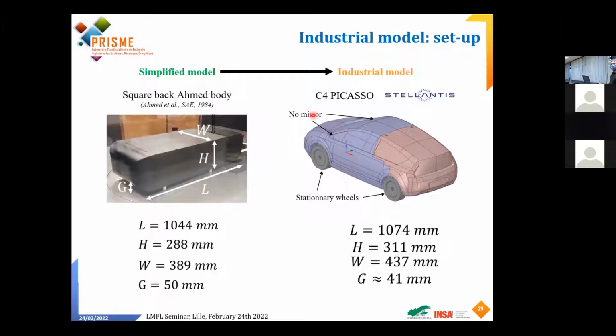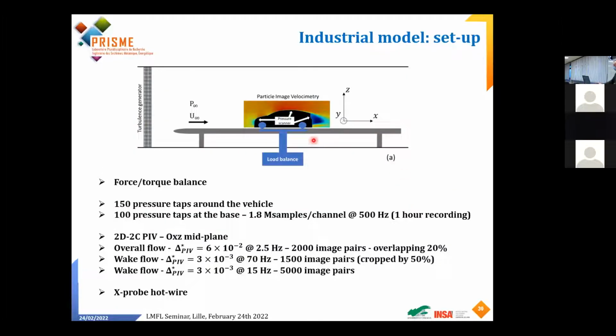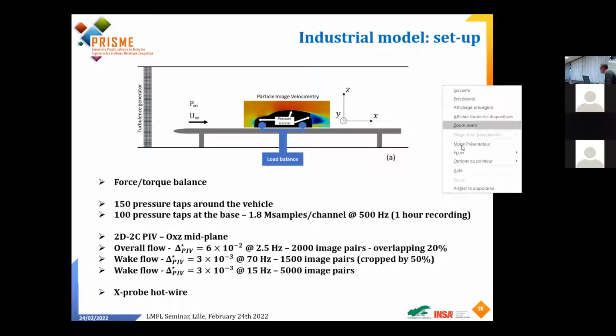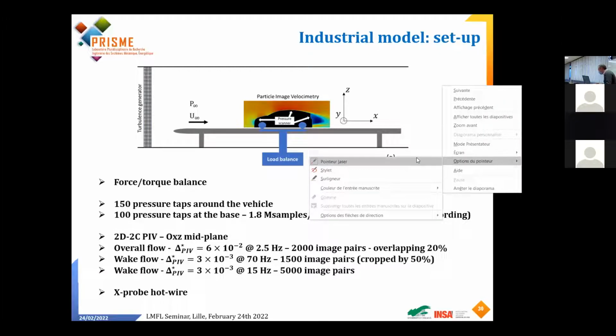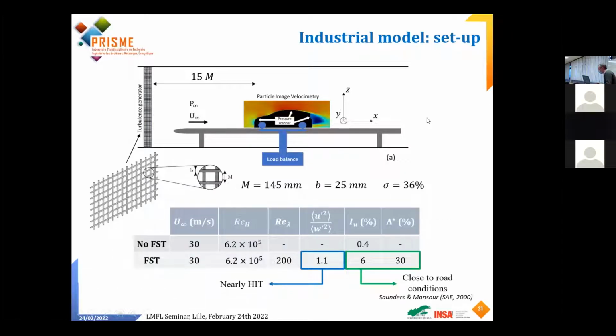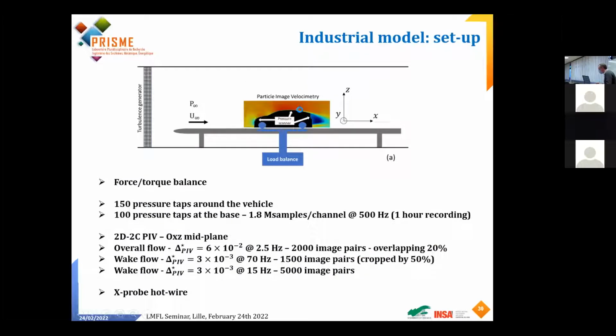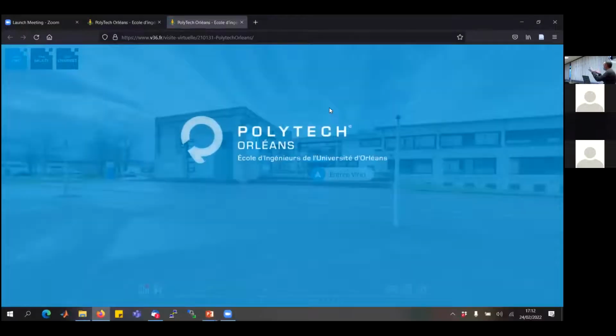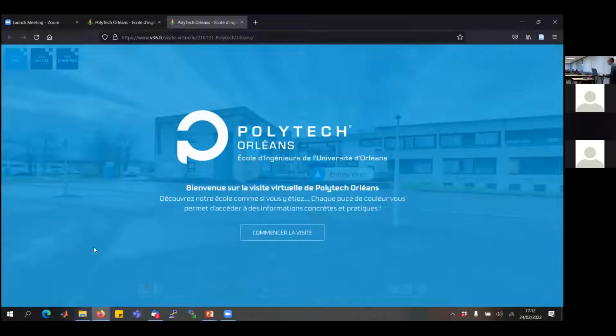I need to specify that there are no mirrors, and also the wheels are not moving. It's already complex, so we didn't want to use even more complex things. I'm making experiments, so I'm not making videos with nice colors and so forth. I will just show you the experiments.